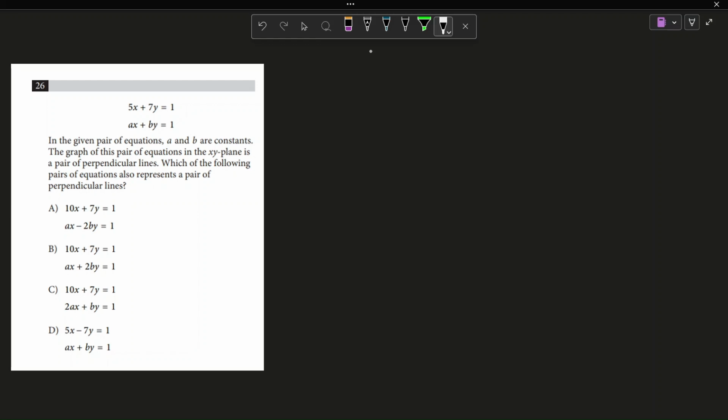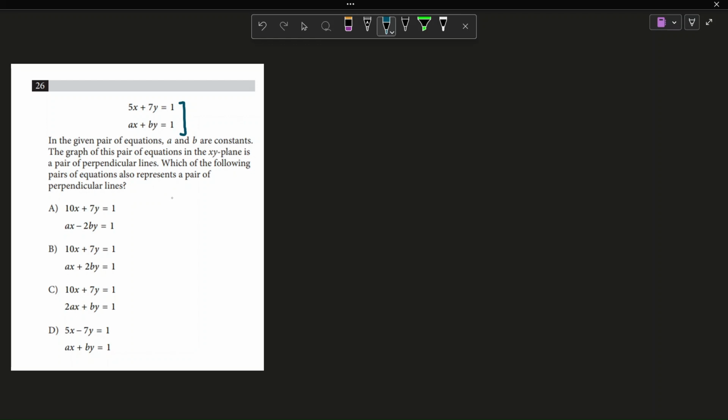Back to another video. Today I have a question from the SAT practice test number 1, module number 2, question number 26. The question gives us a system of equations wherein the variables a and b are constants, and the graph of this pair of equations in the xy plane is a pair of perpendicular lines.